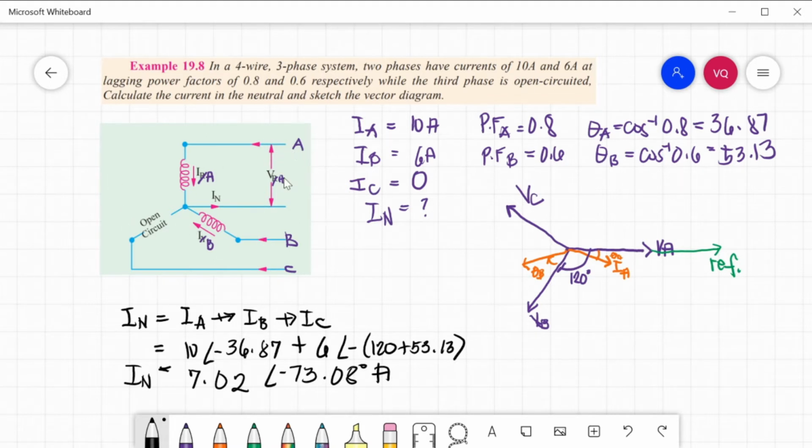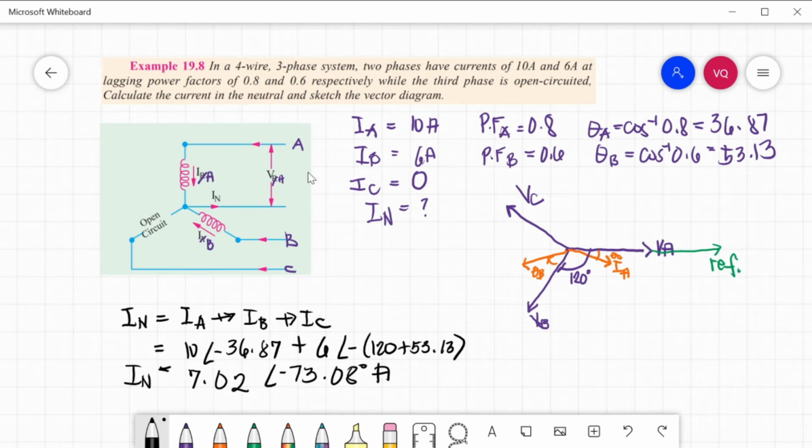We have lines A, B, and C, with phase voltages from line to neutral, VA and so on. Line C is open circuited. There is a current flowing in the load, which is IA and IB. IA is 10 amperes with a power factor of 0.8, that is theta equal to 36.87 lagging. For IB, we have 6 amperes, so the power factor is 0.6 and theta is 53.13.